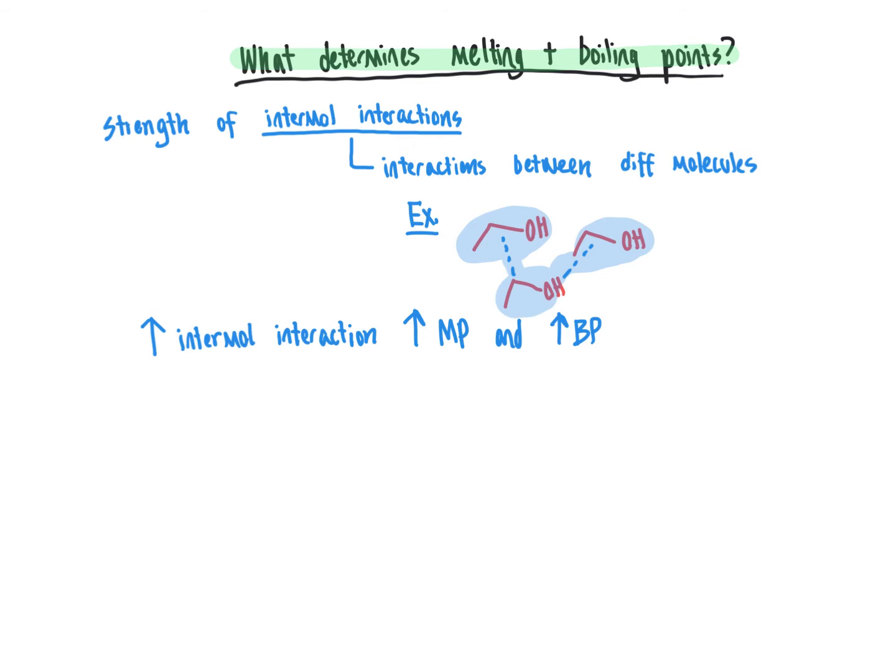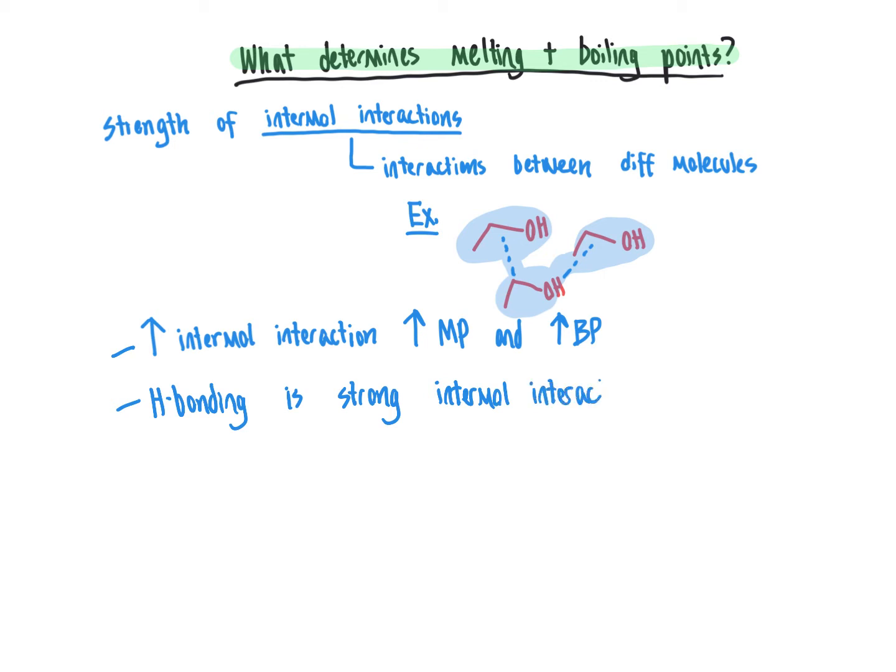So what leads to an attraction of molecules to one another? Well, there are a variety of different factors, but one of the key ones that will be very, very strong is hydrogen bonding. So hydrogen bonding is an example of a very strong intermolecular interaction.